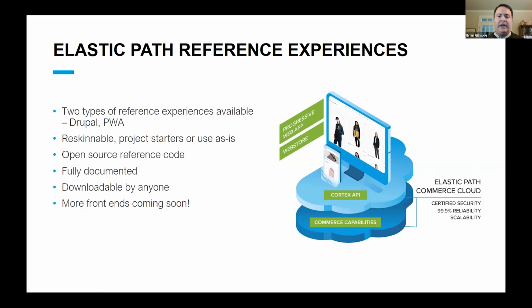You can reskin the reference experience to your own taste, use it as a project starter, or just use it as is. The reference experiences have a mobile-friendly architecture and a responsive web design that has optimal layouts and data scopes on each device. Elastic Path makes the code for the reference experiences available as open source. It's fully documented and downloadable by anyone, and we'll show you how to get those at the end of the webinar today. We can even deploy these reference experiences to our new Elastic Path Commerce Cloud solution, which gives you the full power of Elastic Path in a SaaS format. And we have more front ends coming soon.